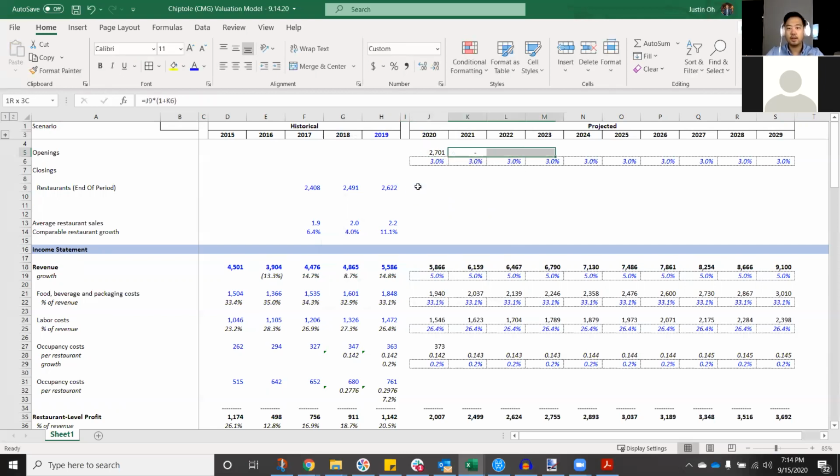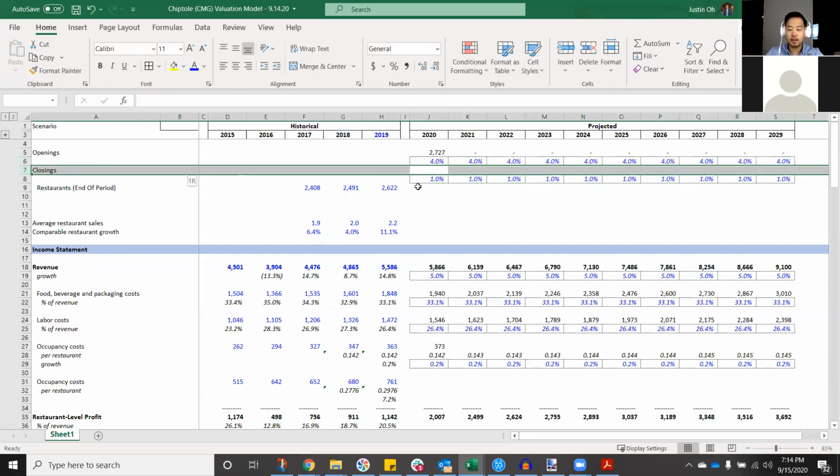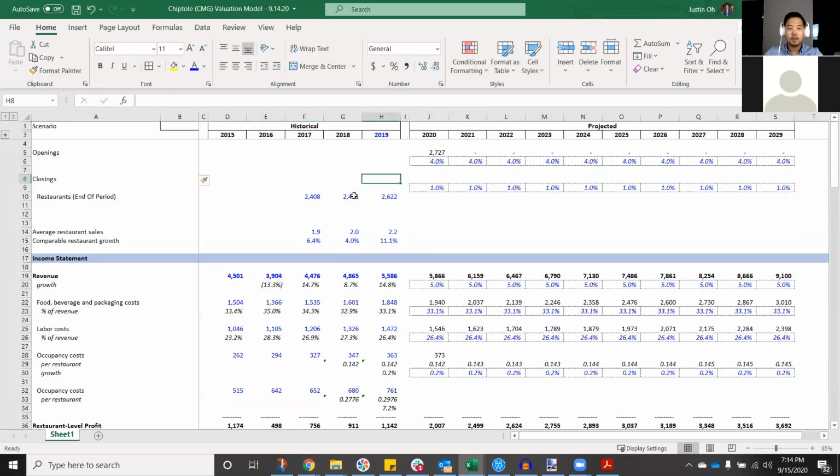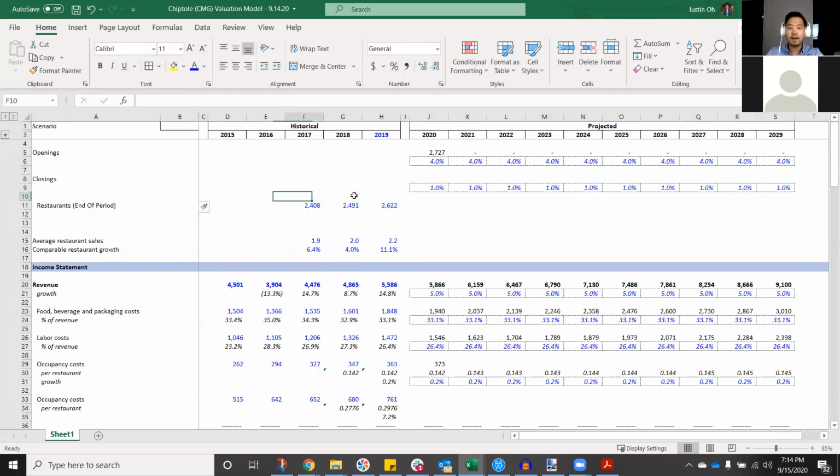Just kind of carry that down. And then actually, let's say they open up 4% a year, but let's say they close 1% of their stores a year for a net growth of 3%. Does that make sense so far? This is the number of restaurants they have at the end of each period, but during that year, they're closing and opening stores, and we want to capture that. Sorry, I keep calling it stores. Restaurants. Fine dining, Chipotle restaurants.